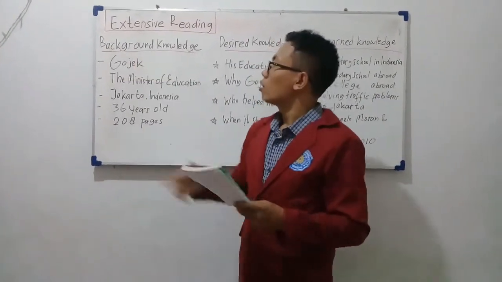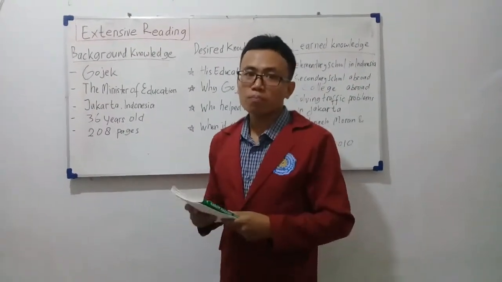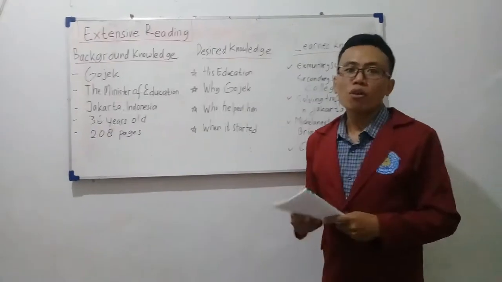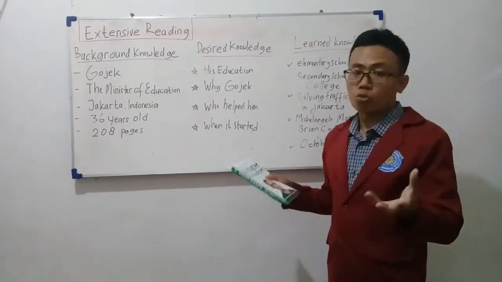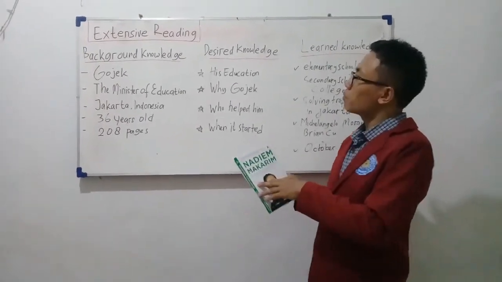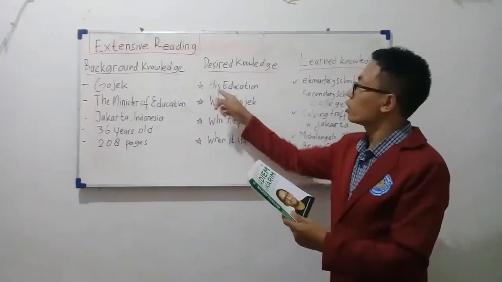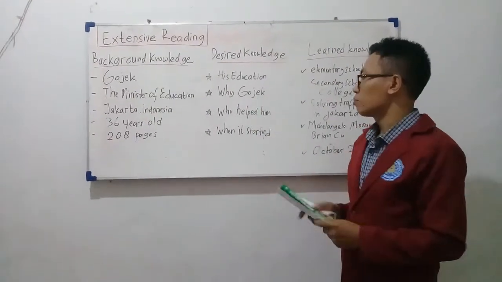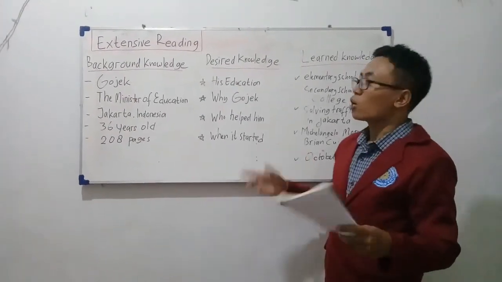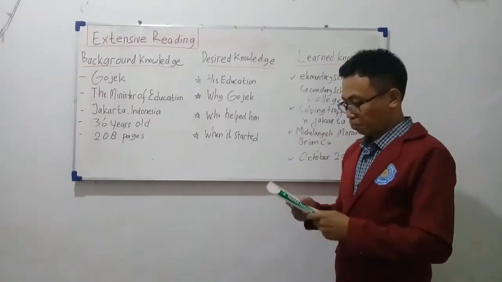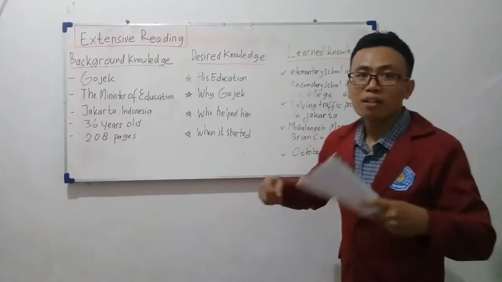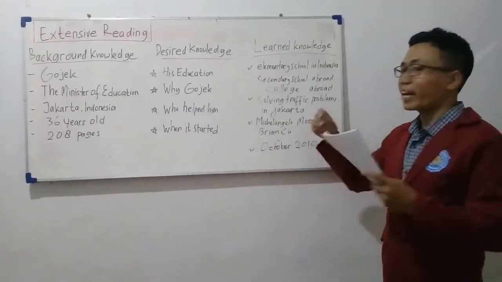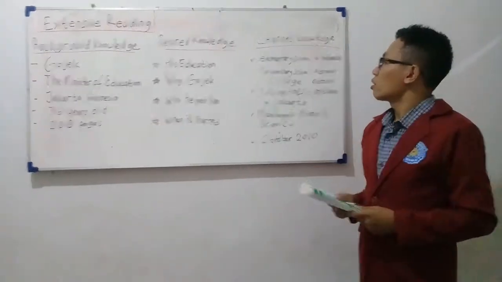All right. So when students already have the background knowledge, we can move on to desired knowledge. So you tell your students what they can get from the book that they pick, that they choose. The reason why I want to read this book is because I want to know his education, why he built Gojek, who helped him build Gojek, when it started. So if you know, we can anticipate and we can read and understand this book easily. And then during reading, we can write down or we can answer these questions.